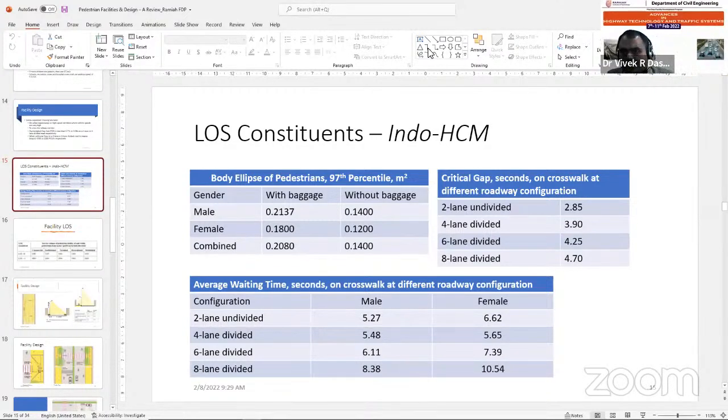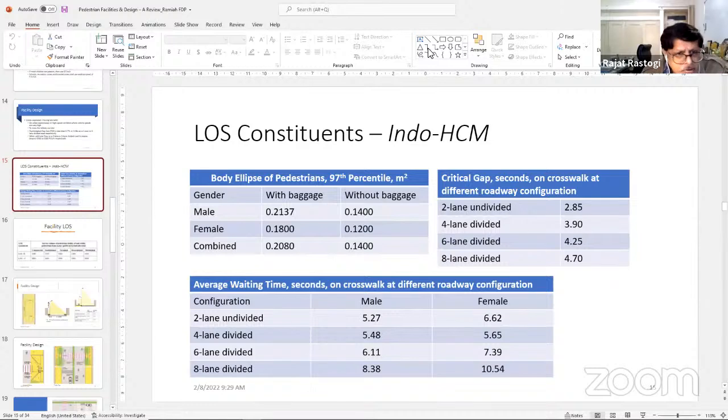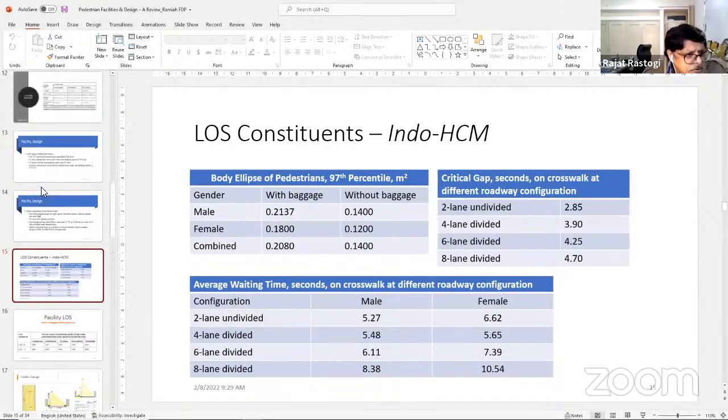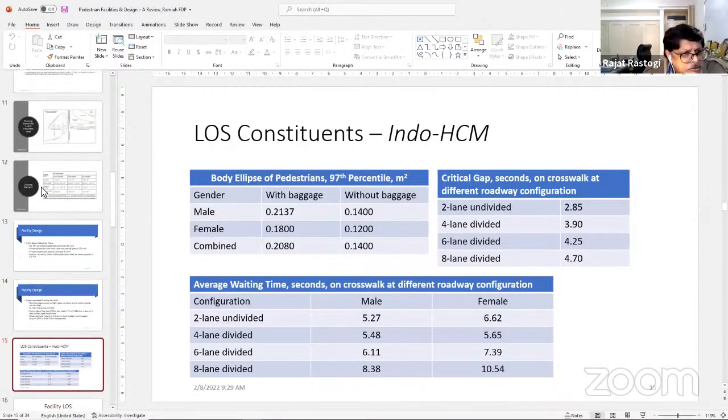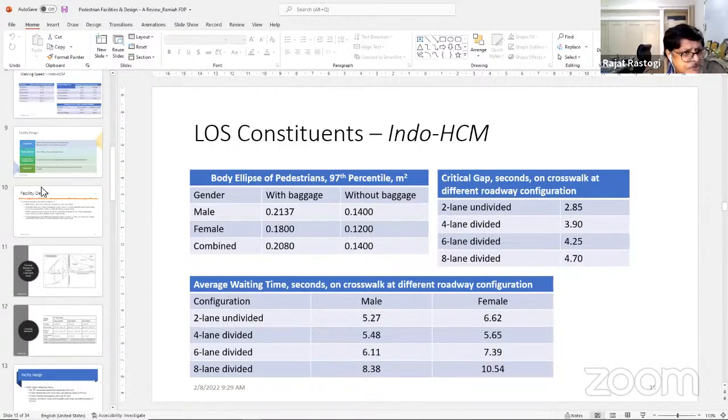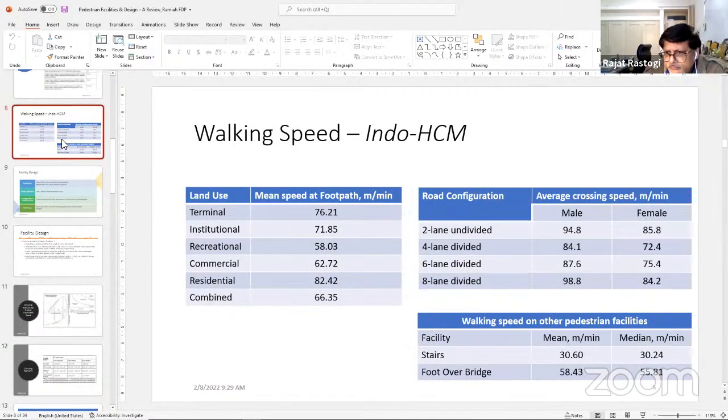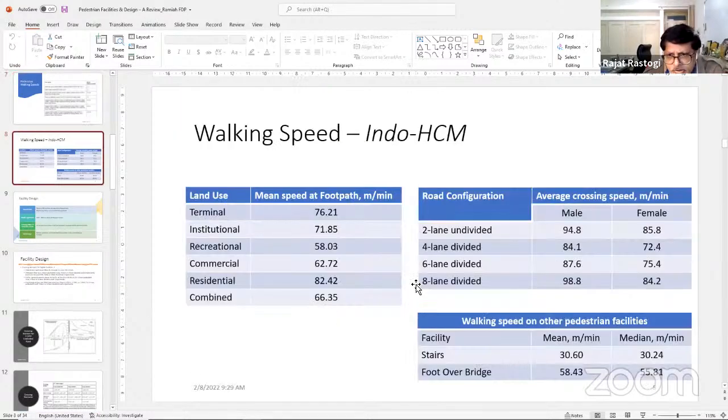Now, another question from Naduri. He has asked, how many seconds can be reduced with respect to traffic signals? Okay, so that's where you have to look at the speeds. Here you can see that average crossing speeds on different types of facilities have been talked about in IndoHCM, and they have also been talked about in terms of walking speeds.